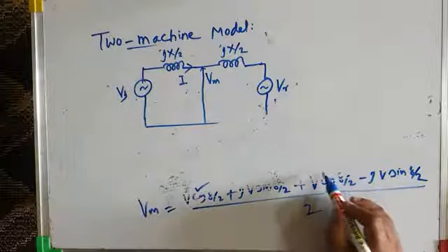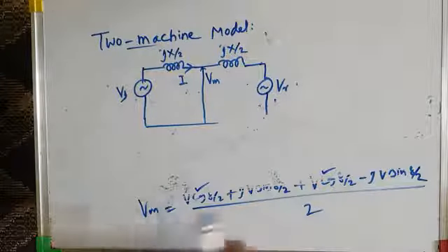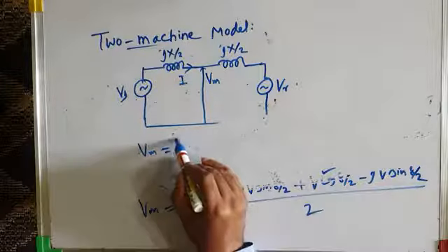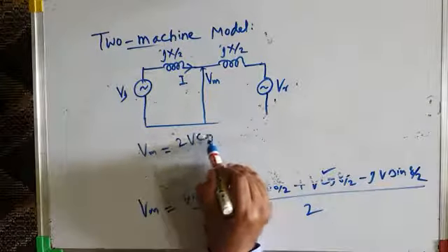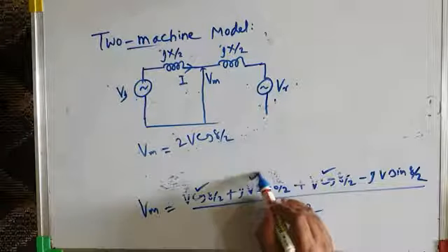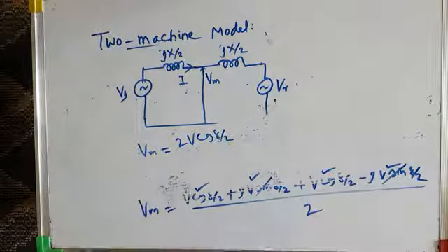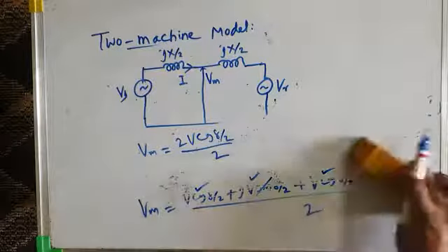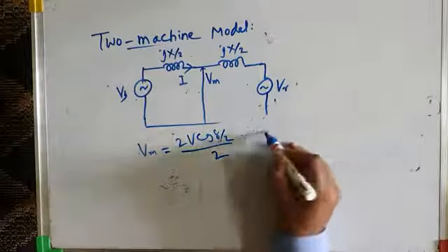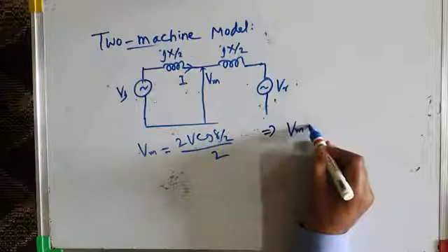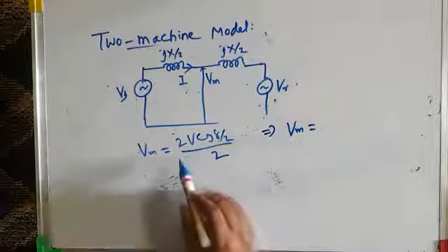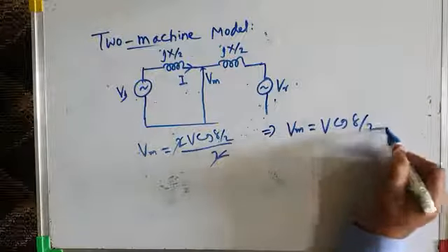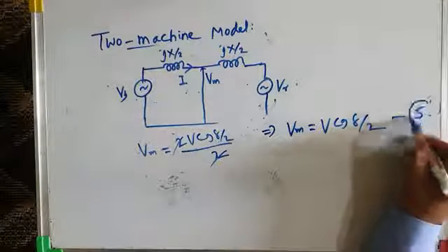Now, V cos delta by 2 plus V cos delta by 2 is 2V cos delta by 2, and jV sin delta by 2 minus jV sin delta by 2 makes 0, they cancel, whole divided by 2. So therefore, Vm is equal to, the 2 and 2 cancel, V cos delta by 2. Let us call this equation 5.